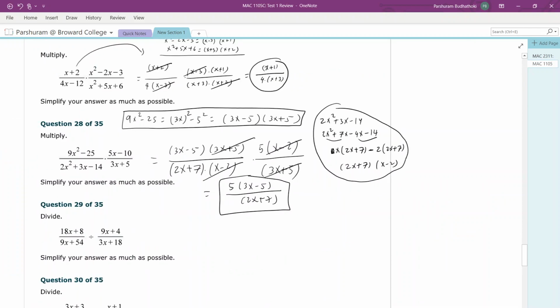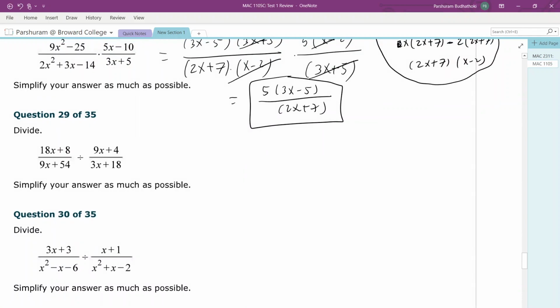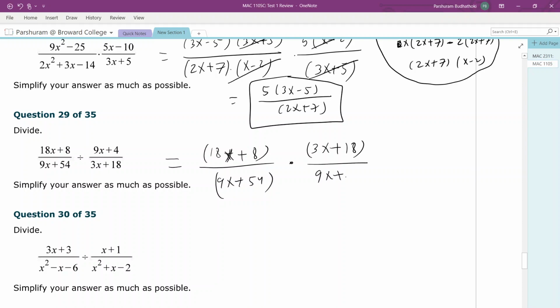Okay. For problem 29, here we have to divide the rational expression. So we can change this problem from division to multiplication by flipping. So this is 18x plus 8 over 9x plus 54. We can change the sign from division to multiplication, but for that we have to flip the second rational expression. So it would be now 3x plus 18 over 9x plus 4.